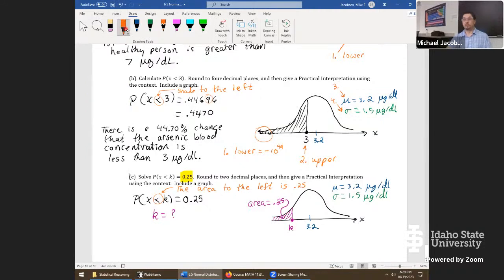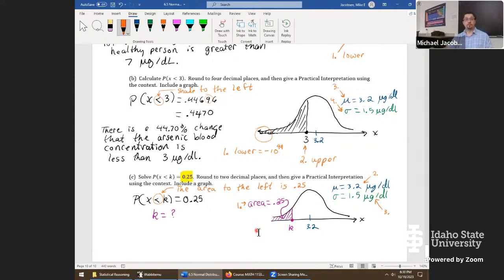And just to match up what we were doing in the other problems, I'll write it this way. This is input number 1, the area. This is input number 2, the mean. And input number 3, the standard deviation. So an inverse norm problem like this one, it's not too bad. There's less things to throw in. And it's always going to be area to the left every single time we do this problem.